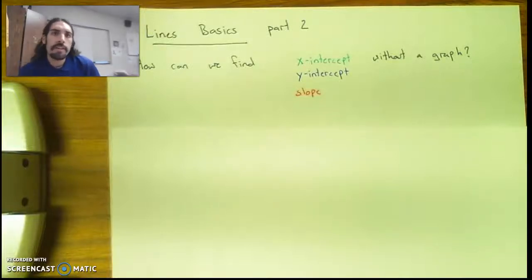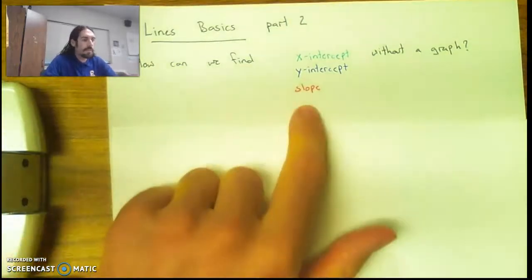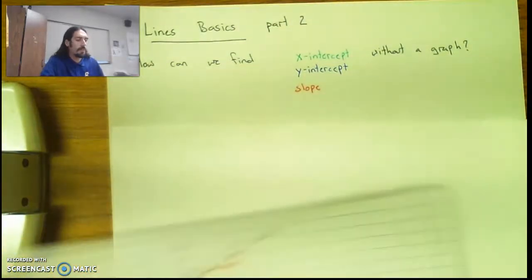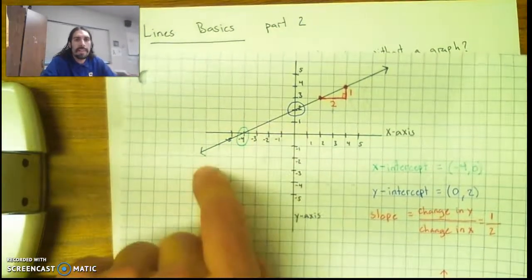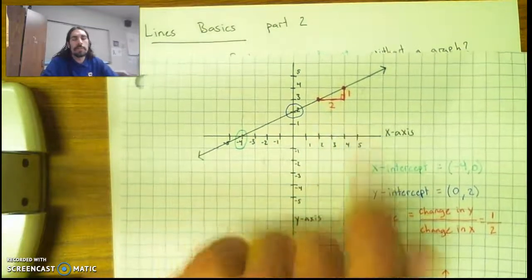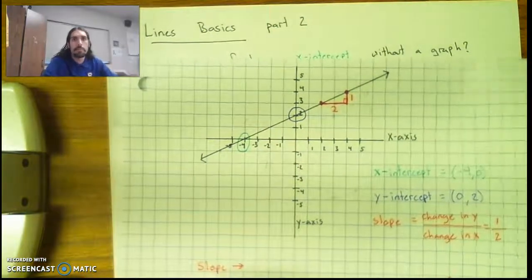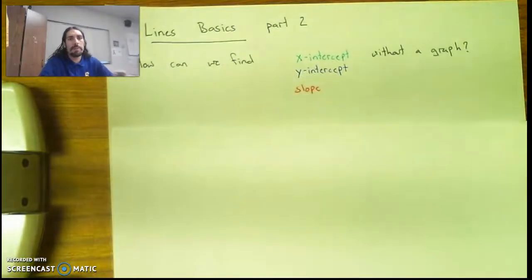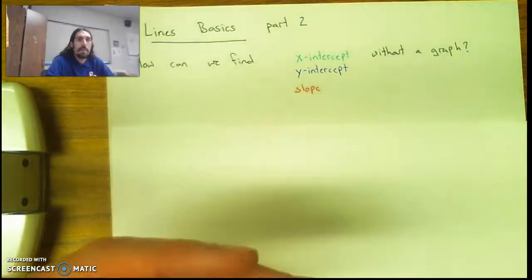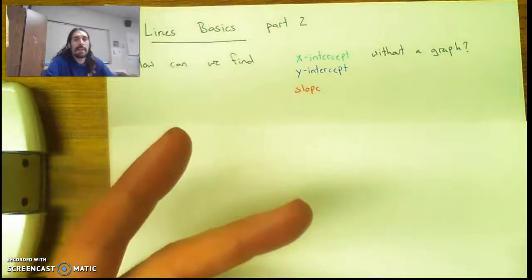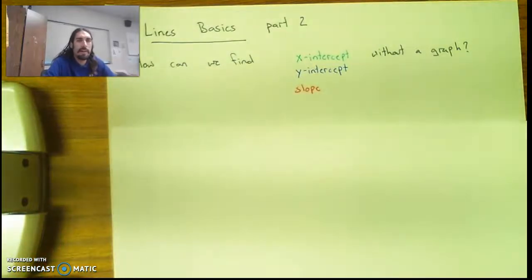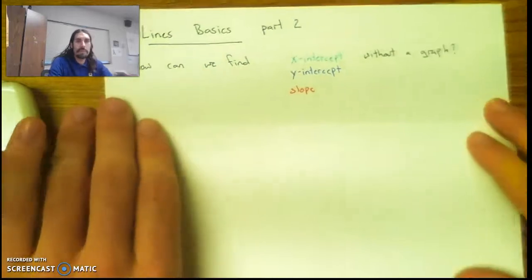Okay, so in the first part, we looked at finding x-intercept, y-intercept, and slope when we had a graph. And we saw that was pretty easy, to just locate the points where they were on the axes or to draw in a triangle in order to find the slope. But the question becomes, how can we find them without the graph? Maybe we have an equation that doesn't graph very easily, or maybe we don't have graph paper and we can't make an accurate graph. Can we still find these three values? And the key is, yes, we can.